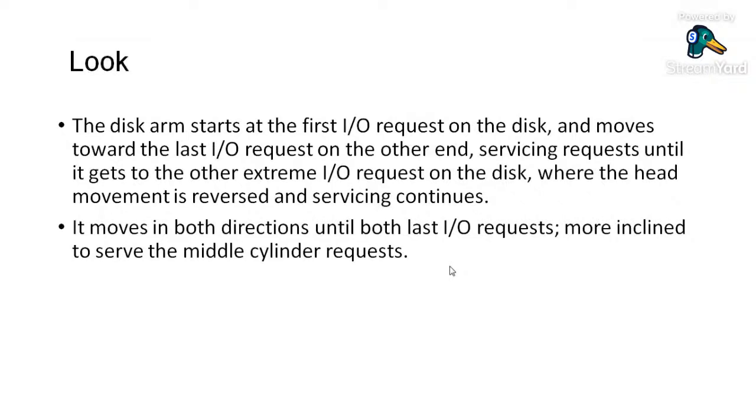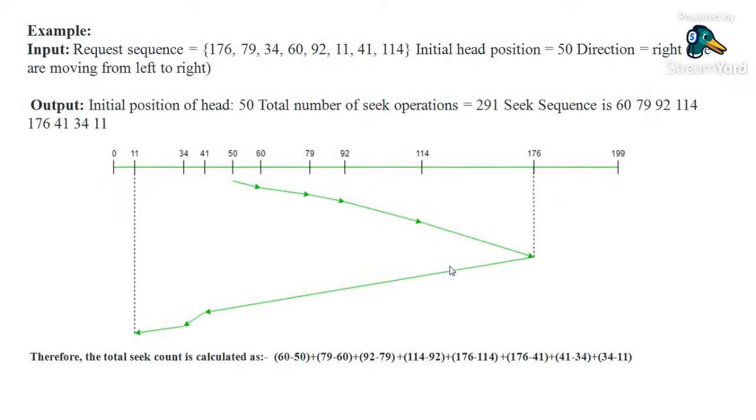Then it services the request until it gets to the other extreme input output request on the disk, where the head movement is reversed and servicing continues. It moves in both directions until both last input output requests, and is more inclined to serve the middle cylinder requests. Now see here.